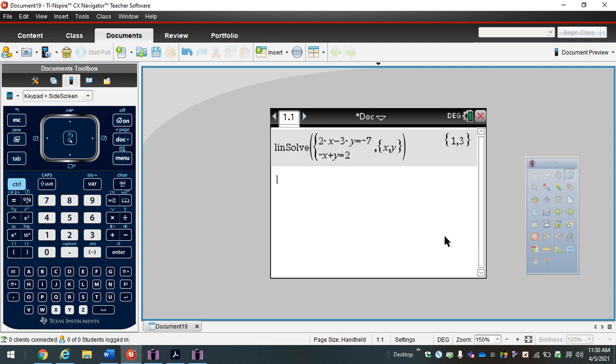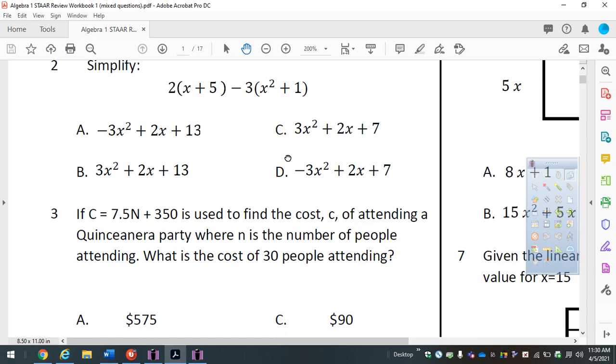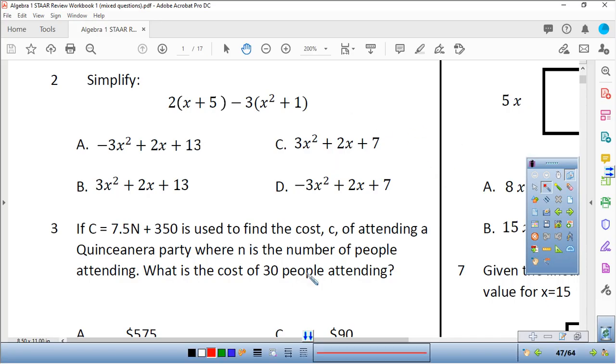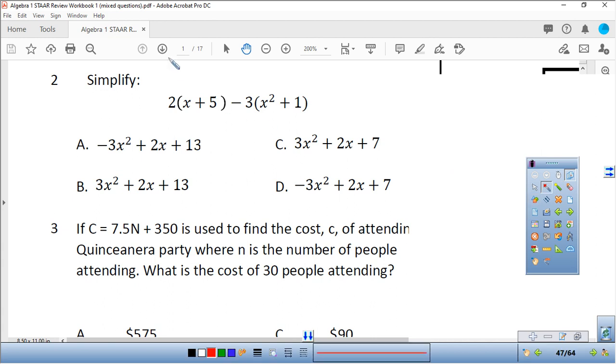Now, let me go back and work on number 2. This one is just asking which ones are equivalent. I'm going to work on the side over here. It's really easy and really fast. Make sure you distribute here, it becomes 2x. Distribute here, plus 10. Distribute here, a negative 3x squared. Distribute there, negative 3. Now collect like terms.